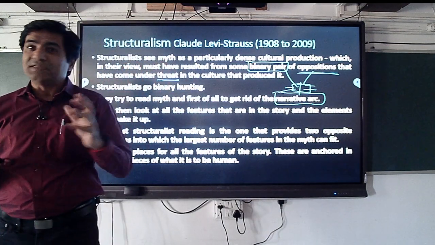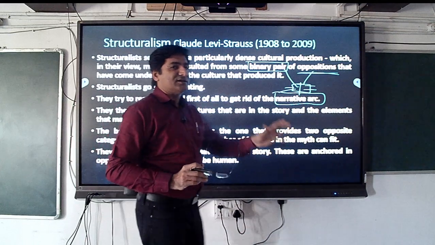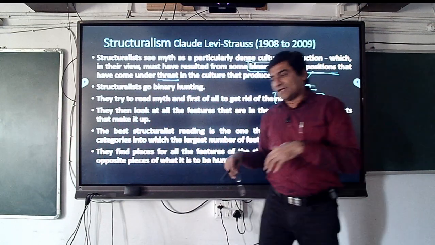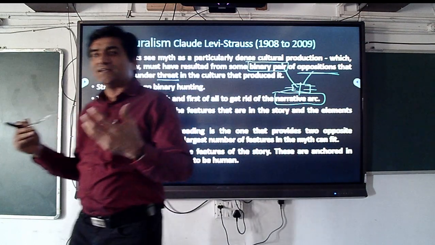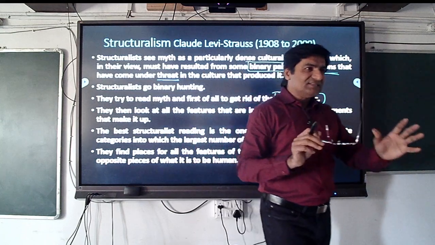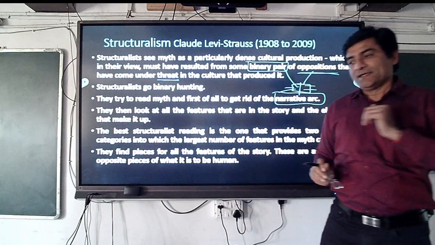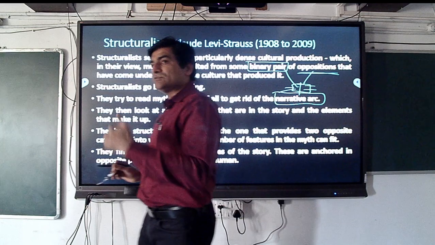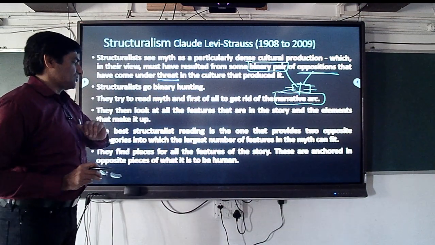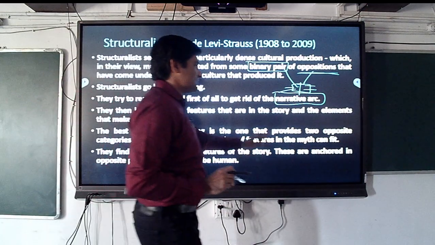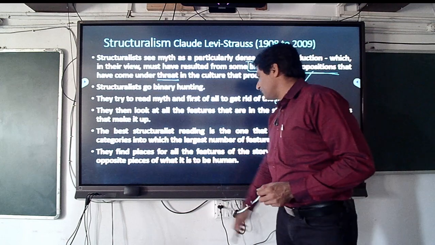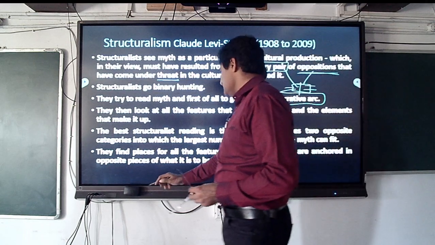How would he bring these two categories in such a way? There are chances of multiple categories in a novel. You can find immense categories. Now here, if you can bring in such categories where most of the other points can fit in well, then that is one of the good readings of a myth or a narrative through the structuralist approach. They find places for all the features of the story. These are anchored in opposite pieces of what it is to be human also.